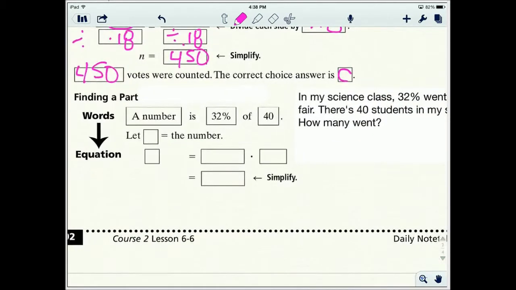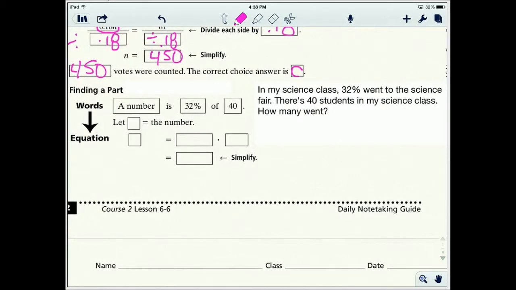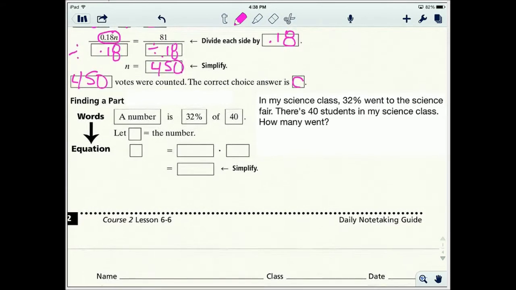Another word problem. It says, in my science class, 32% went to the science fair. There are 40 students in my science class. How many went? So again, we don't know what. We just know something is 32% of 40. Let's say that n is the number, and let's set up our equation. I'm going to do it over here first.